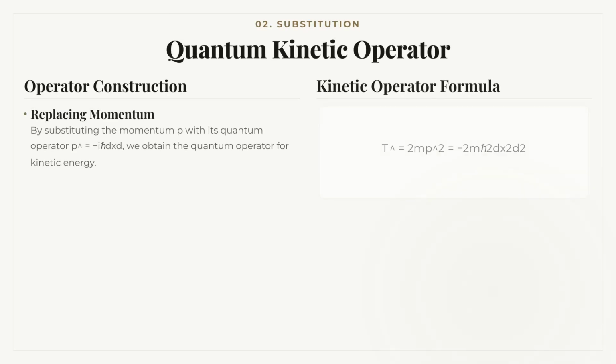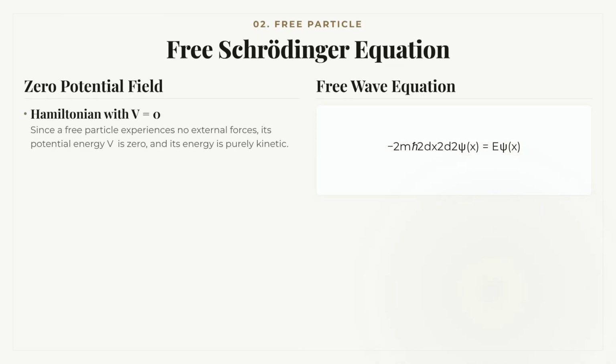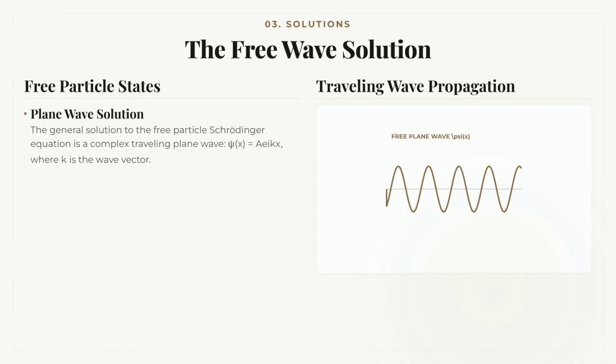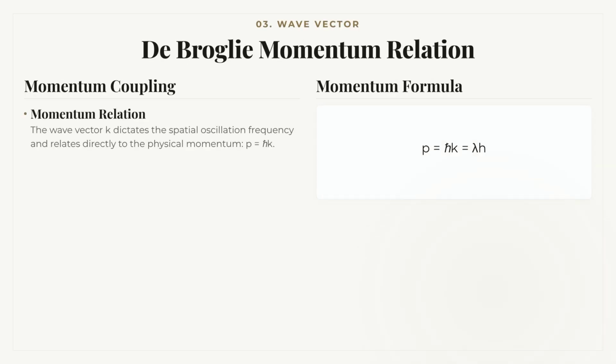By replacing the classical momentum with the momentum operator, and assuming that the potential energy is 0, we obtain the time-independent Schrödinger wave equation for a free particle. The equation is written as minus h-bar squared divided by 2m multiplied by the second derivative of psi with respect to x equals epsilon multiplied by psi.